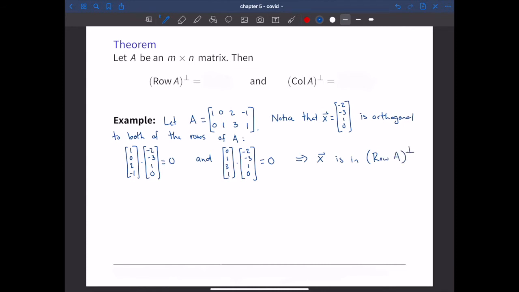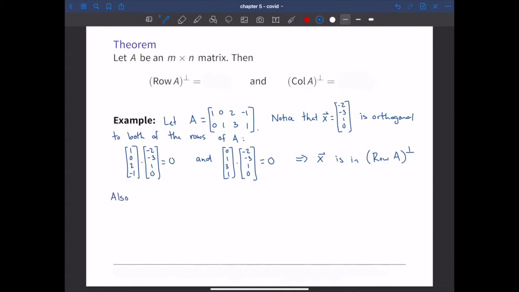Okay? So remember, if we want to prove that a vector is in the orthogonal complement of the row space, we don't have to show that it's orthogonal to every single vector in the row space. We just have to show that it's orthogonal to a set of vectors that spans the row space. And the easiest set of vectors that spans the row space that we have are just the rows of the matrix A. So because it's orthogonal to both of the rows of A, it's orthogonal to everything inside of the row space of A. And therefore it's inside of row A perp.